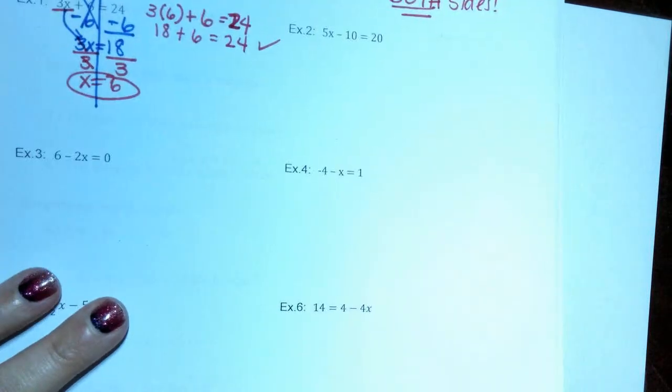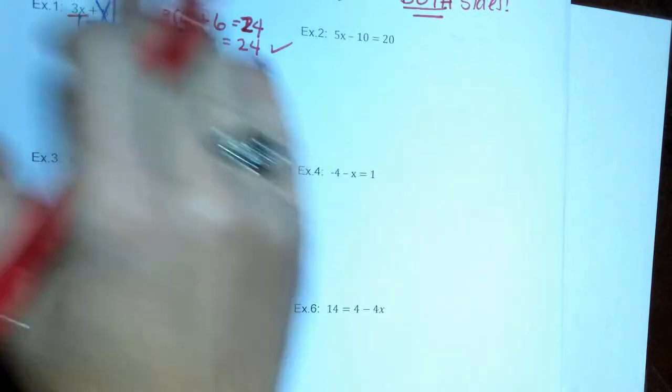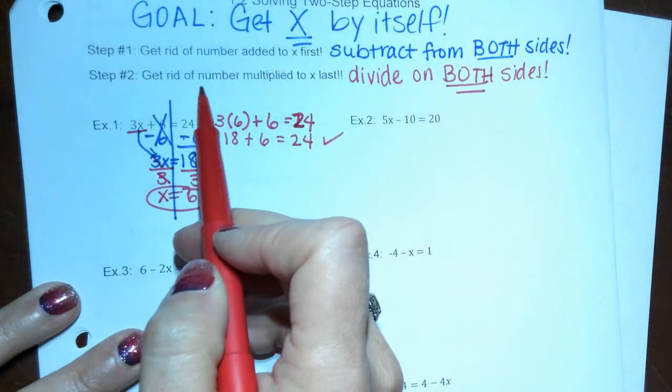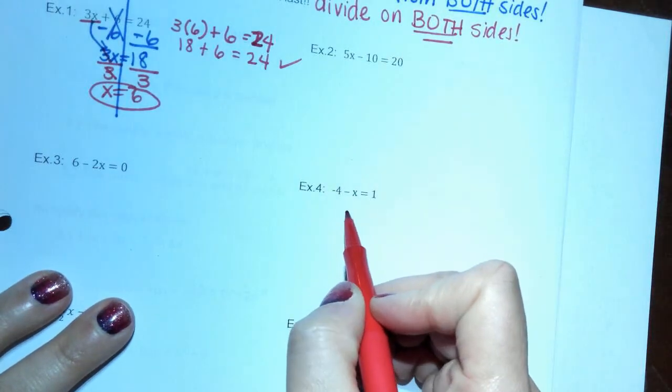Let's do number 4. Number 4. Okay? So our first step, remember at the top, is to get rid of the number added to the x first. Do you see something added to the x here?